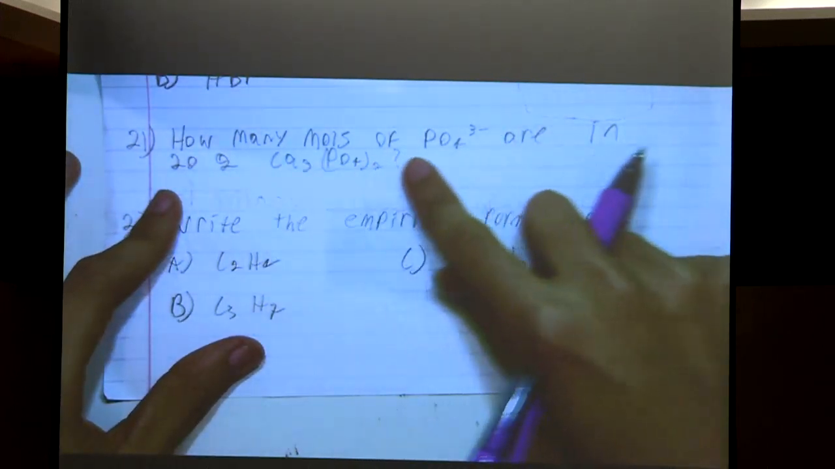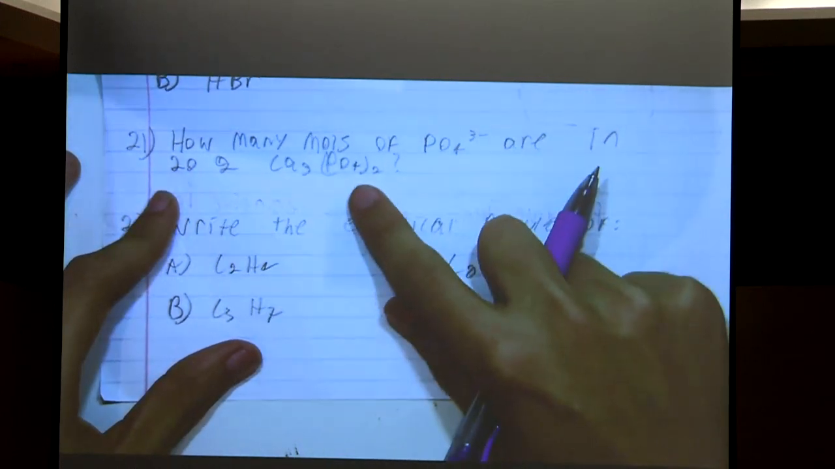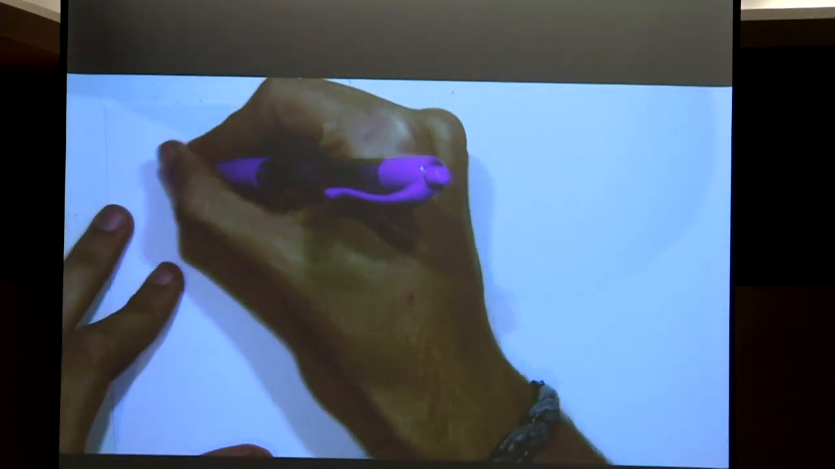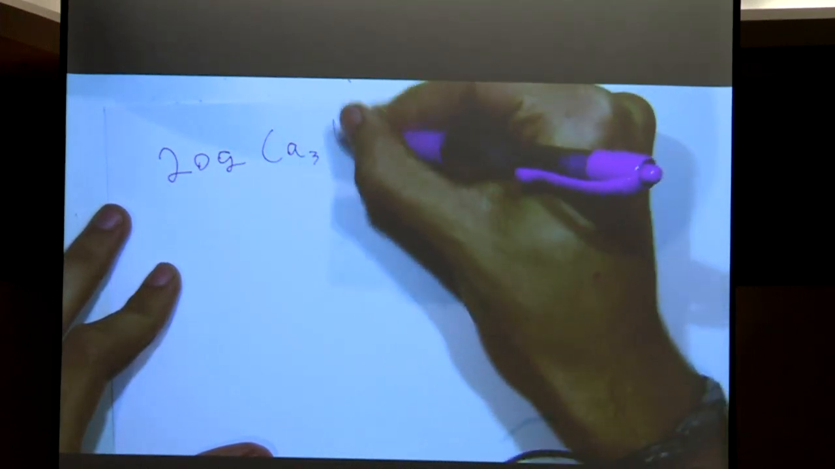All right, so now we have 21. How many moles of phosphate ions are in 20 grams of calcium phosphate? So let me do this on paper. So we're looking for moles of phosphate in 20 grams of Ca3.